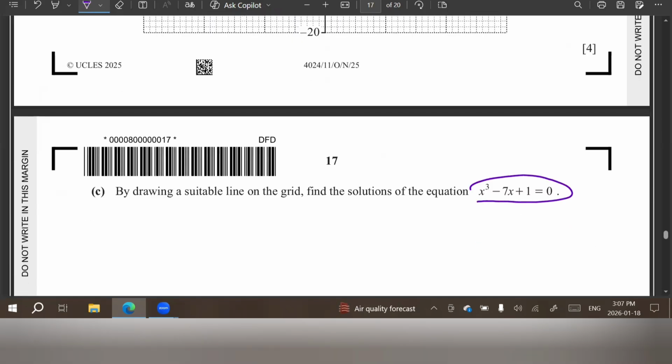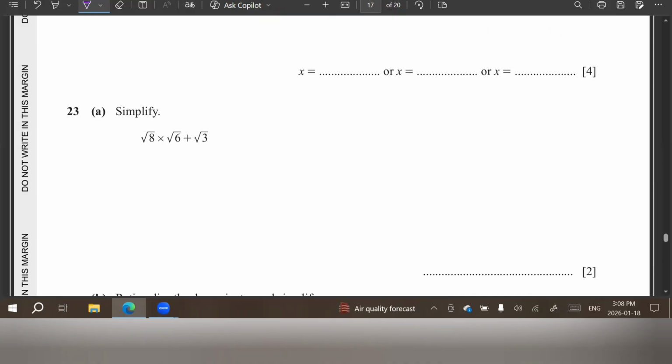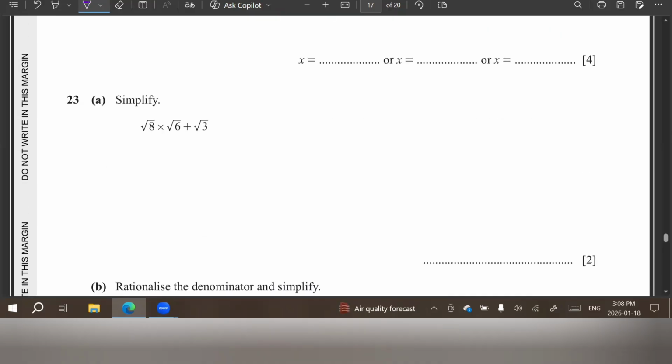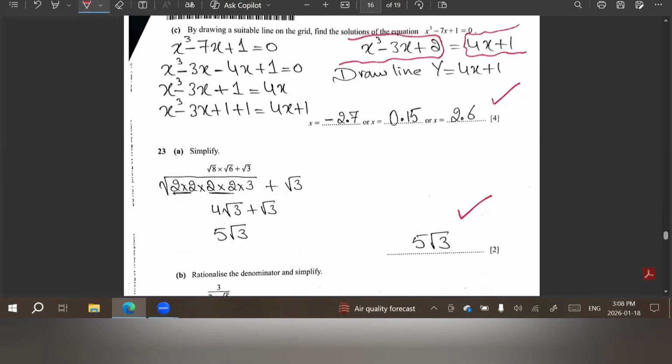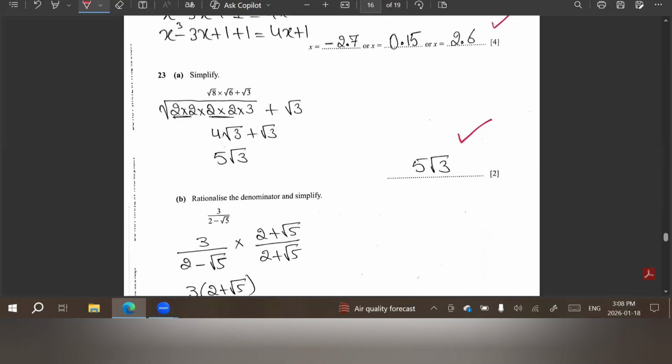Simplify. He says, question number 23: under root 8 multiply under root 6 plus under root 3. You can bring them under the same radical sign, and then you can solve it very easily. So question number 23 is showing up on your screen. I brought the 8 and 6 under the same radical sign.